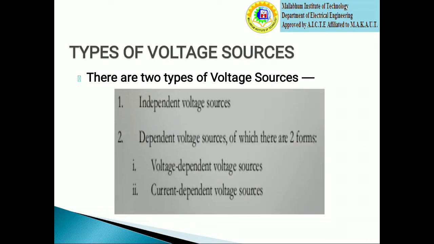There are mainly two types of voltage sources. One is independent voltage sources and another is dependent voltage sources. Dependent voltage sources are again divided into two types. One is voltage dependent voltage sources and another is current dependent voltage sources.